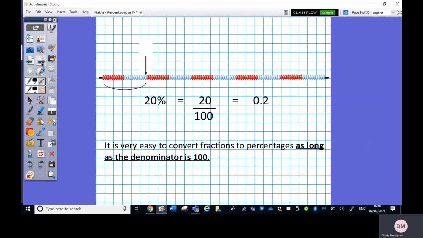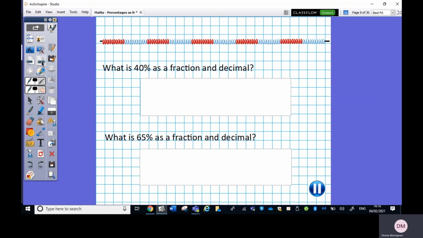If we have, for example, 20 beads here, we know that it's 20%, or 20 out of 100, and therefore would be 0.2. Or if we simplify our fraction, how many tenths would we have? Can you tell me? Good, 2 tenths. And again, it's very easy to convert the percentages as long as the denominator is 100. What is 40% as a fraction or a decimal? You can use the beads at the top. Pause the video and then unpause when you're ready to continue.